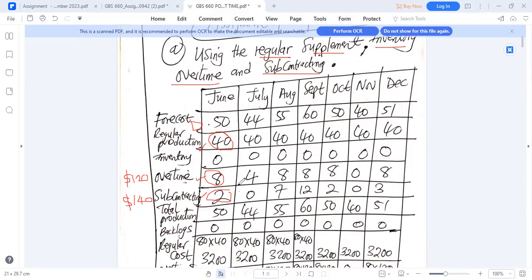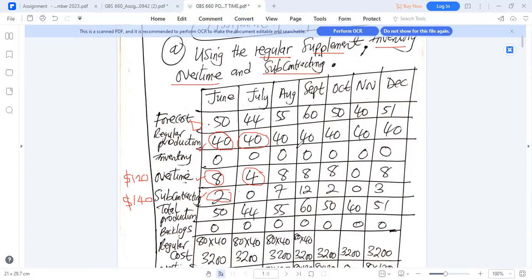Otherwise, if overtime was more expensive than subcontracting, we would have actually subcontracted the 8 units. It would have been the opposite. We would have subcontracted the 8 units and overtime would have been 2 units. So here we have 50 units to meet our demand. So that demand is met. All right, in June. July, we produced the 40 units. What was just needed was 4 units to meet the demand. So we had to allow overtime only, no subcontracting.